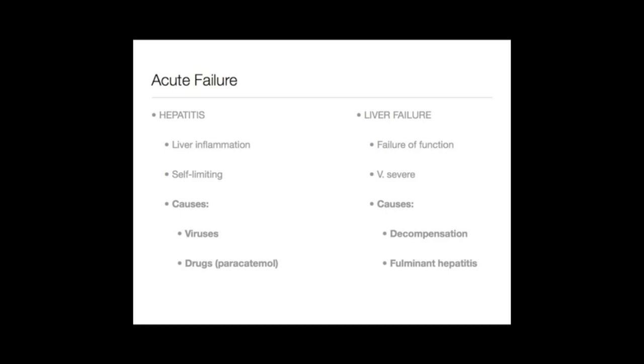On the other hand, you've got liver failure, which is a much more catastrophic insult and represents failure of function of the liver when 90% is lost. And this is very, very severe. And the causes here, as we said, are most commonly decompensation of chronic liver disease, so acute on chronic liver disease, and very occasionally for any of the causes of hepatitis, you can get what's called a fulminant hepatitis, which is acute liver failure in association with hepatitis. So that would have to take it beyond the 90% function.